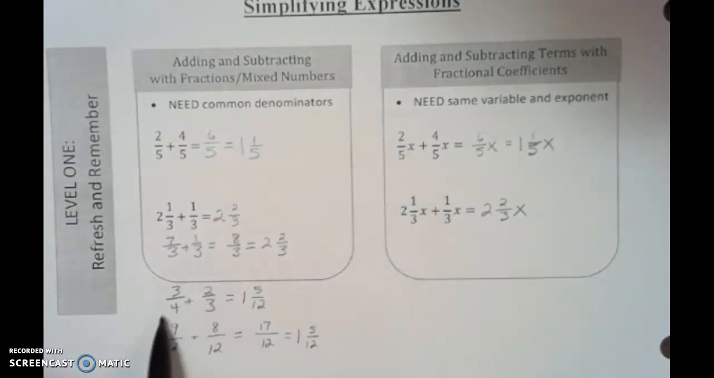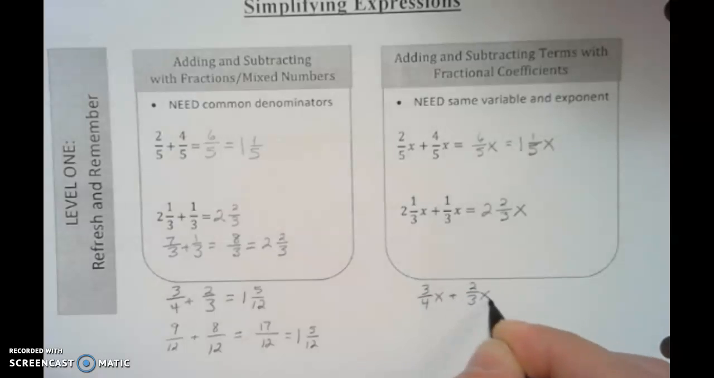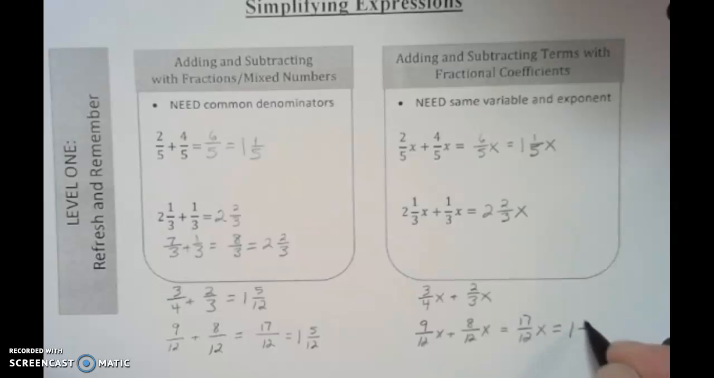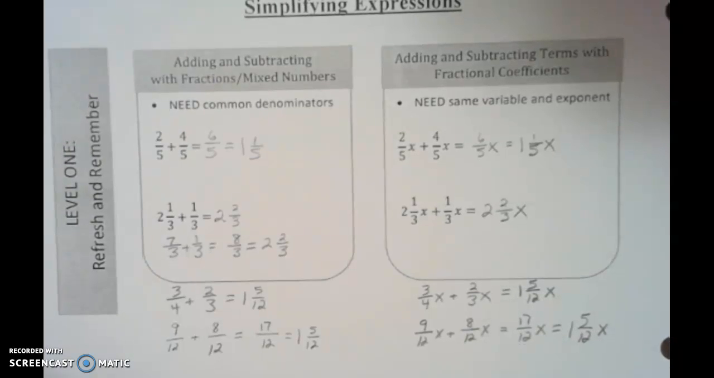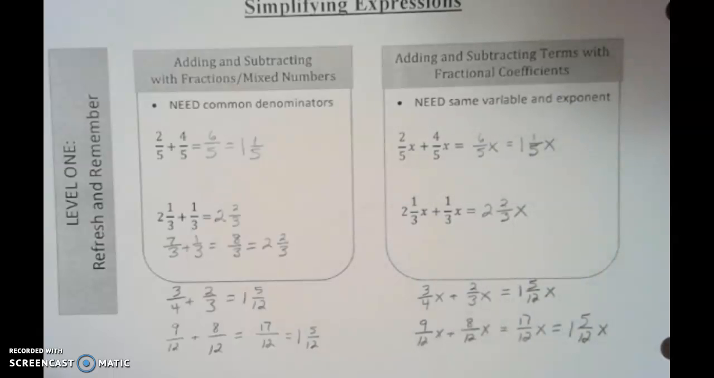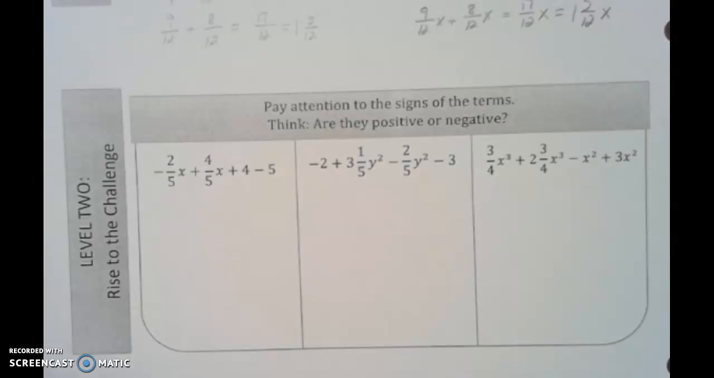If you were to do that with this example down here, so if I had 3/4 x plus 2/3 x, well, again, you're going to want to get those common denominators. So I'm going to have 9/12 x plus 8/12 x, which would equal, as we said over here, 17/12 x. And then as a mixed number, that was 1 and 5/12. So this would be 1 and 5/12 x. So it's just like what we were doing before. All right, get those common denominators. And then again, remember that they have to have the same variable and exponent in order to be able to combine them. Incorporate some negatives into the mix.